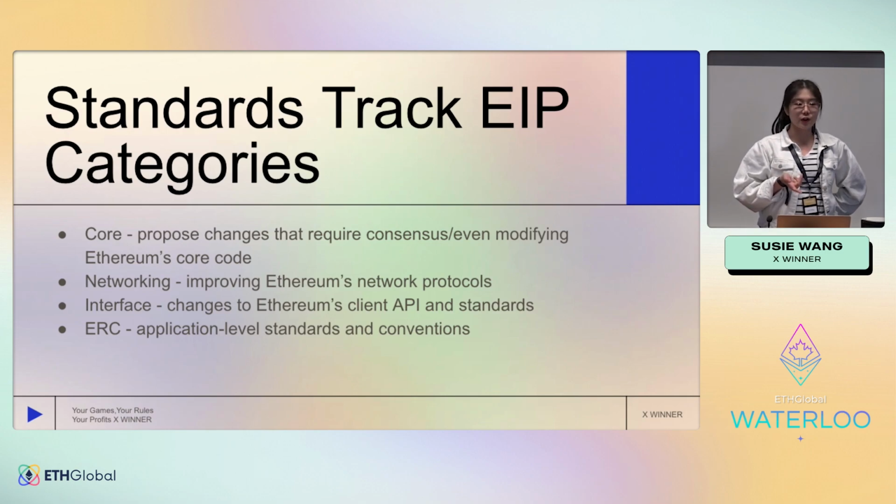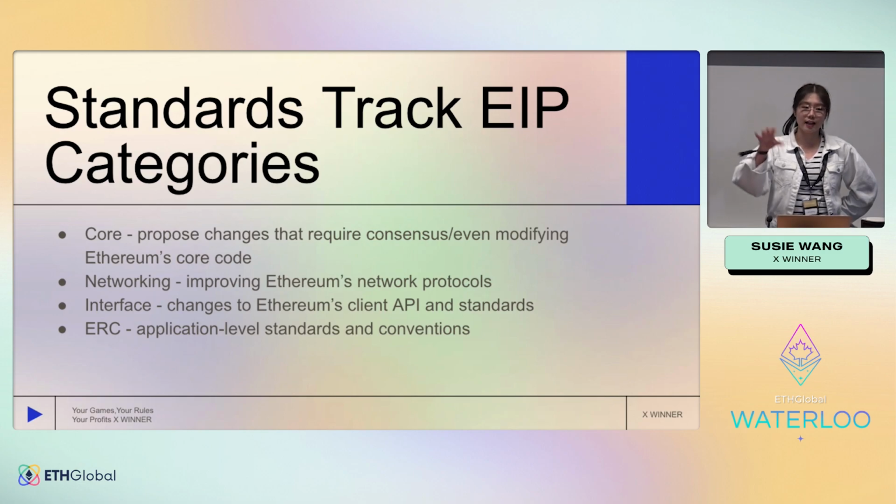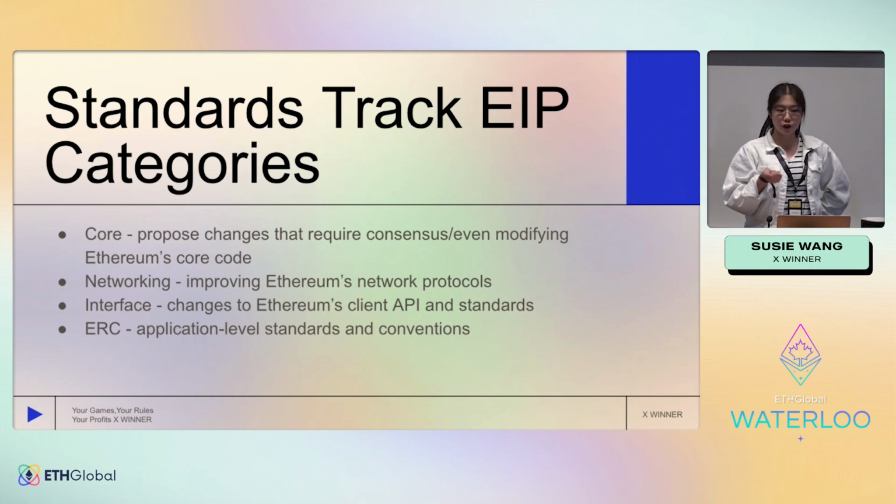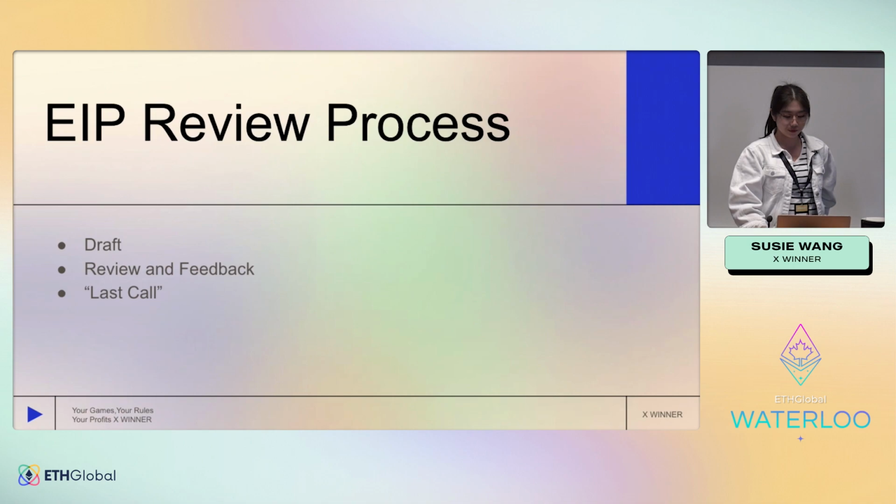Another is networking, for example improving Ethereum network protocols, such as how Ethereum nodes communicate with each other. The third one is interface. For example, if you want to make changes to Ethereum's client API or standards, like how we interact with Ethereum, it's within interface. And lastly, it's ERC, which covers application level standards and conventions.